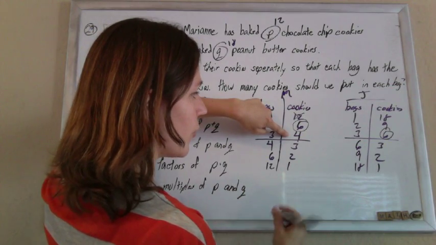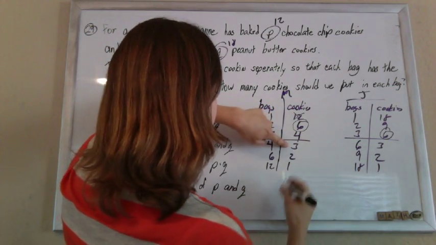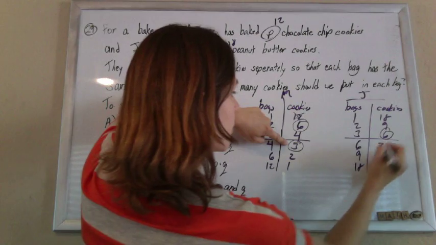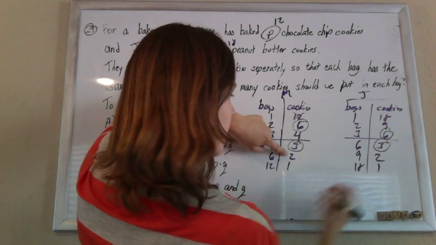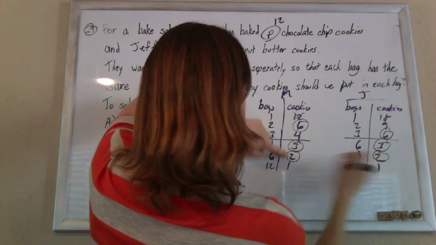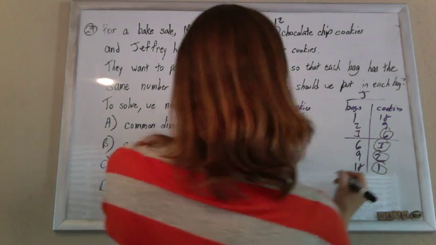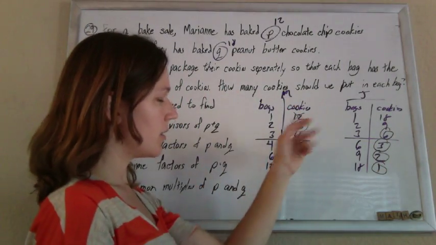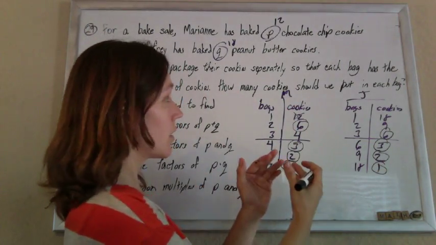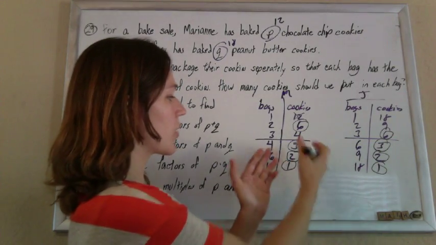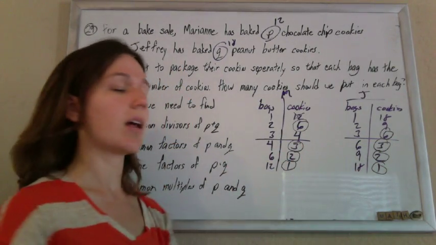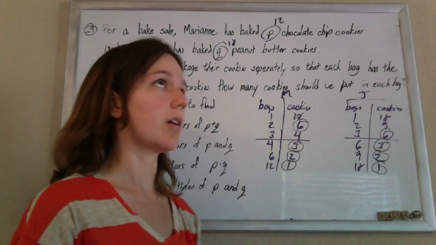Marianne's got a way to do 4. Jeffrey can't do that. Marianne's got a way to do 3. Marianne's got a way to do 2. Marianne's got a way to do 1. So they could possibly package their cookies with 6 cookies in each bag, 3 cookies, 2 cookies, or 1, so that they all have the same and everything's taken care of.